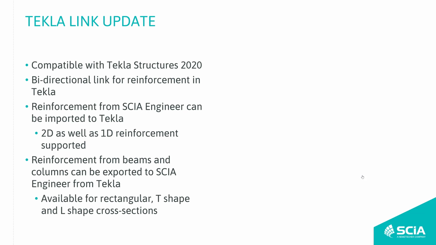The bidirectional link, as in the case of Revit, is limited to rectangular, T-shape and L-shape, the most common cross sections. So it's beneficial. It doesn't matter where you start. You always use your tools for modeling and design of the structure and do the detailing in your preferred CAD application.